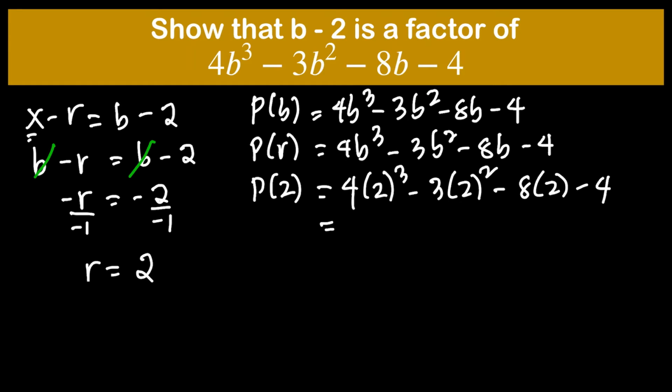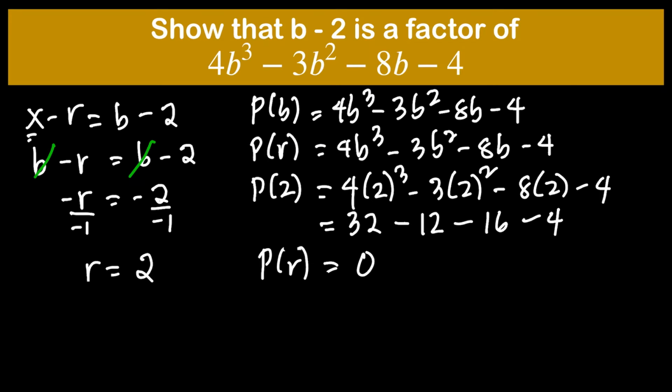We know that 2 cubed is 8, times 4 is 32. And we know that 2 squared is 4, times 3 is 12. And we know that 8 times 2 is 16, minus 4. So 32 minus 12 is 20. 20 minus 16 is 4. 4 minus 4 is 0. So our p of r is equal to 0.